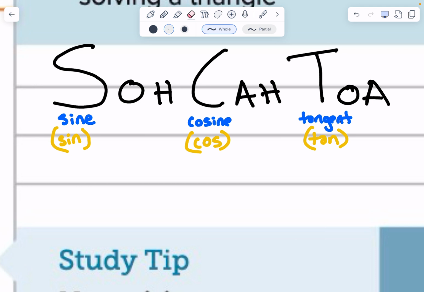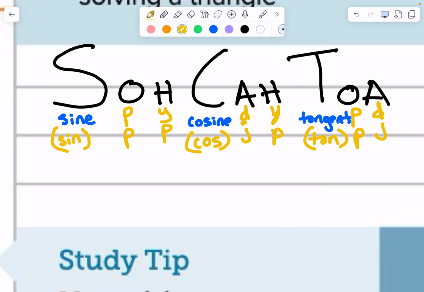Awesome. Okay, what does O stand for? Opposite. So opposite here and opposite here, right? H stands for hypotenuse. So hypotenuse here and hypotenuse here. What does A stand for? Adjacent and adjacent.